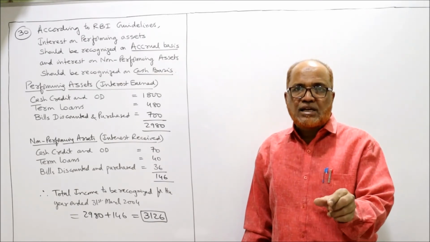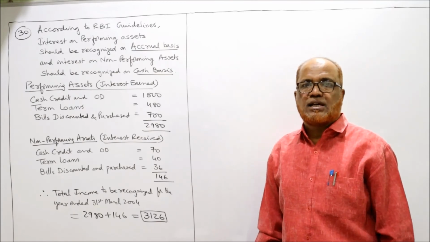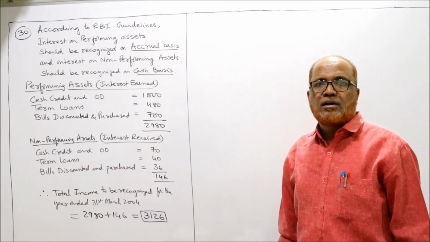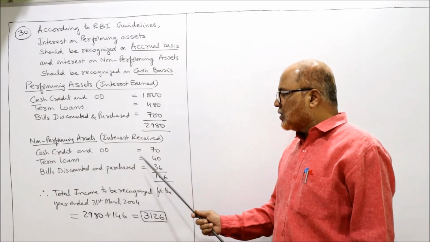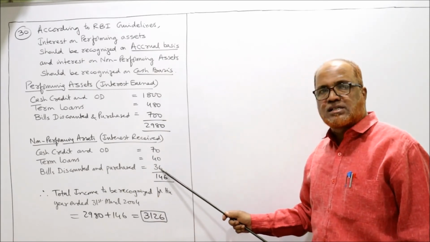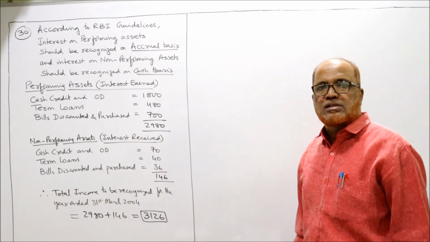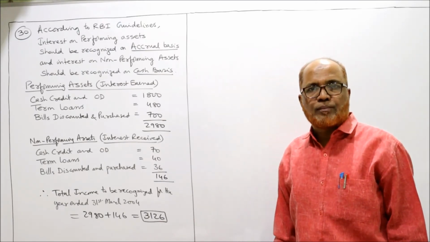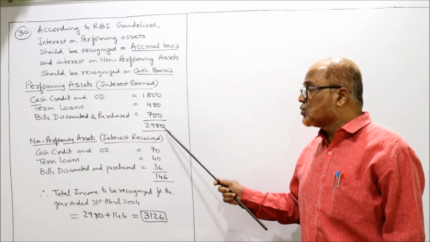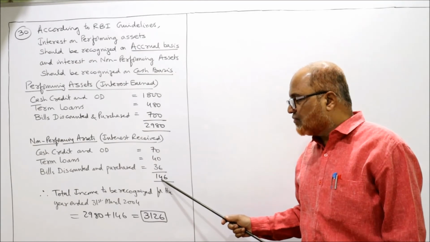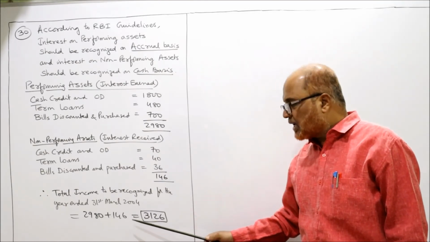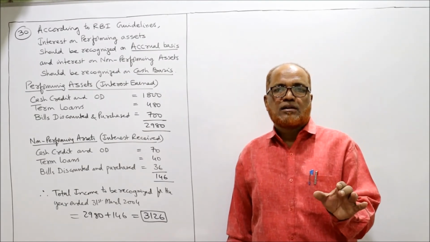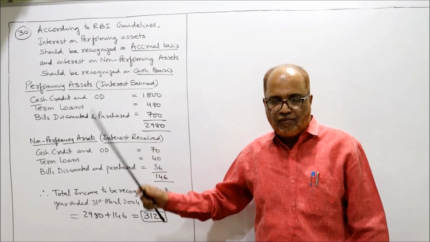So how much cash is received, that only will be recognized as income. So cash credit and overdraft 70 is received, that only will be taken. Earned we should not take. Similarly, term loans 40 received, bills discounted and purchased 36 received. So total received amount 146. Now the total income to be recognized for the current year 31st March 2004 is from performing assets 2980, from non-performing assets 146. The total income to be recognized is 3126. This is the total income from interest to be recognized as per the guidelines of RBI.